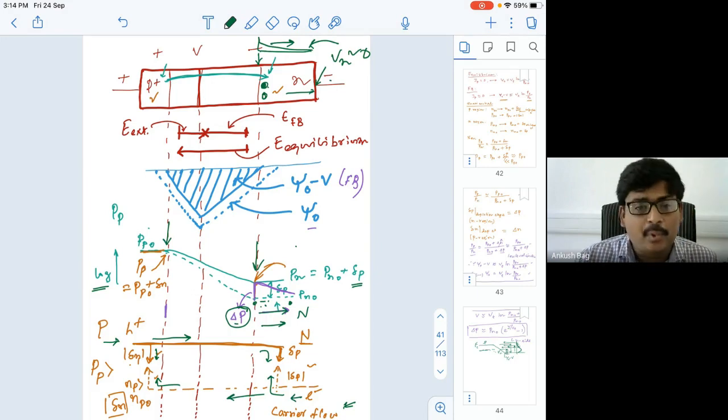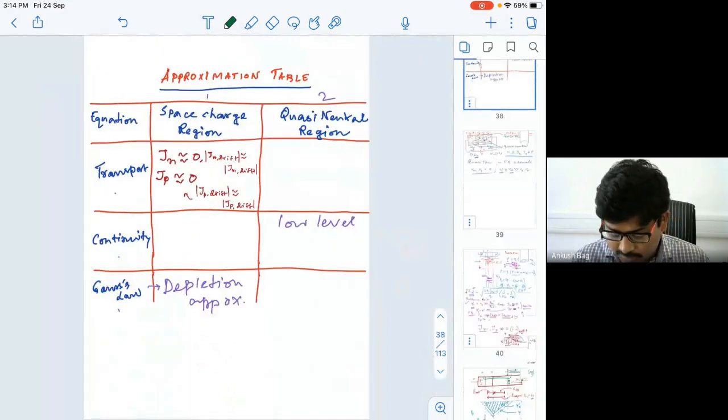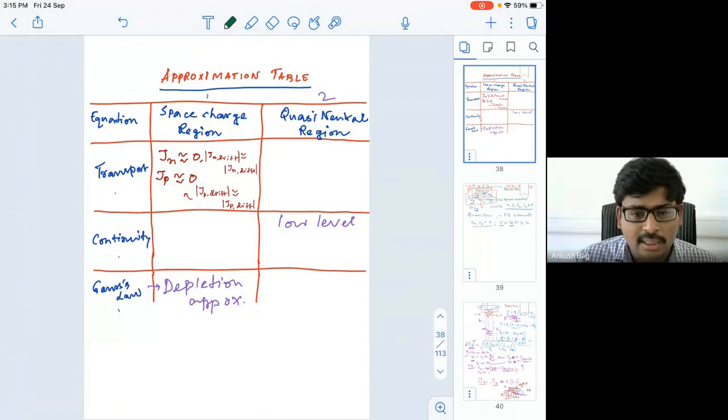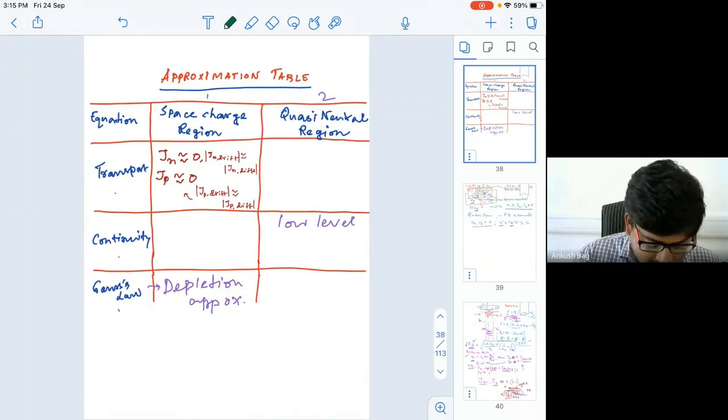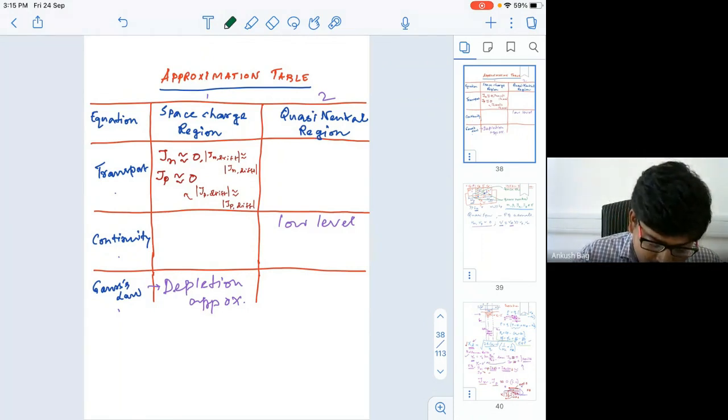And this is another approximation. For this, we need to fill up the approximation table once again. If you are unable to follow me, you can let me know and I'll explain, because this is another important assumption. Now we are in the quasi-neutral region. Here we have the transport equation. So what will be the approximation? We will have diffusion of carriers, so the transport that we are going to have is due to diffusion.